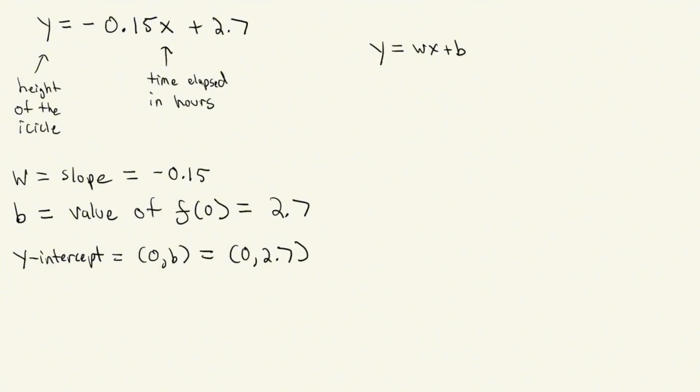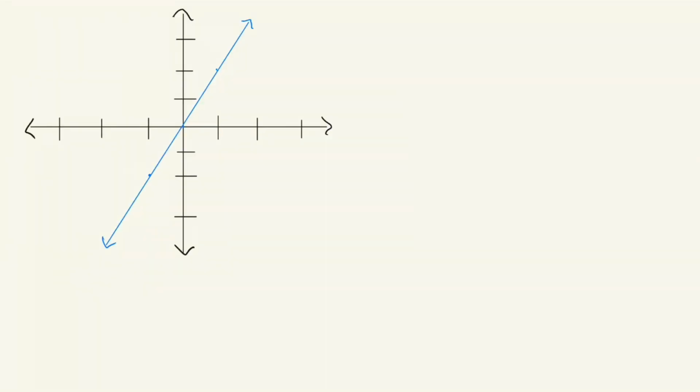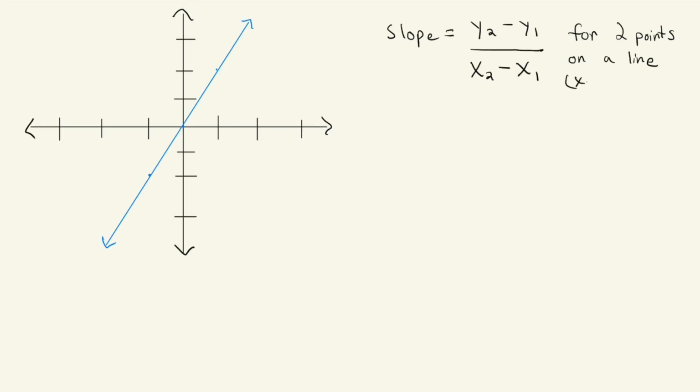Let's also take a look at a visual example, just because that might help really crystallize these concepts. Say I have a function that looks something like this, and I want to find the slope of this function. When you're given a graph of a linear function, you can find the slope of it using this formula. Slope is equal to y2 minus y1 divided by x2 minus x1, for 2 points on a line, (x1, y1) and (x2, y2).